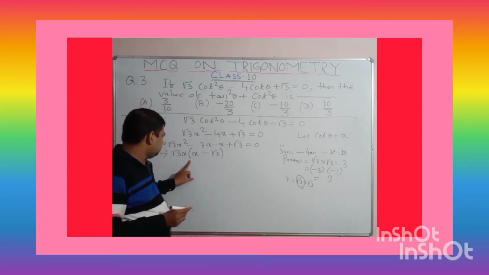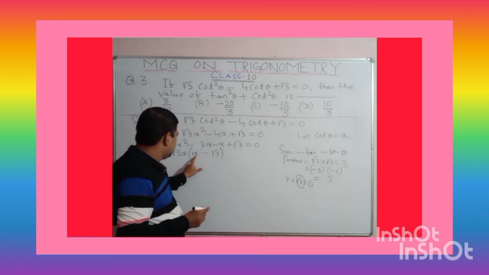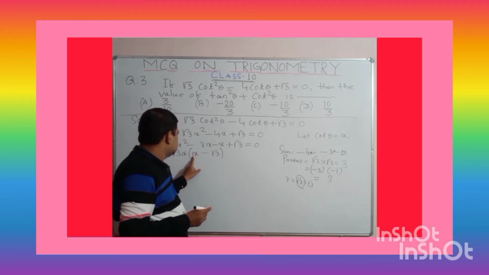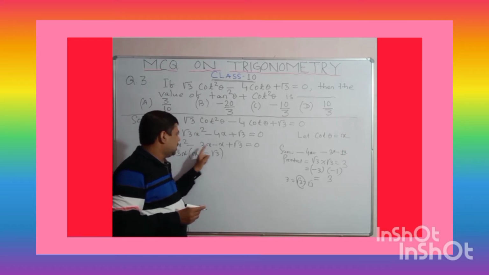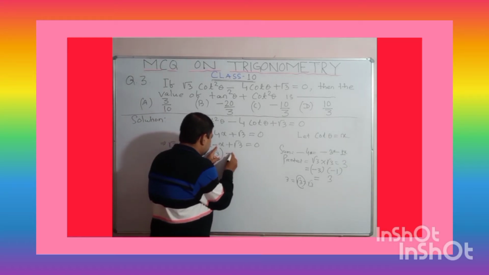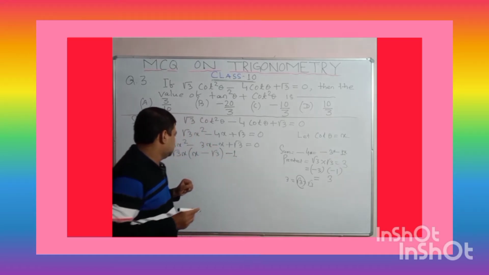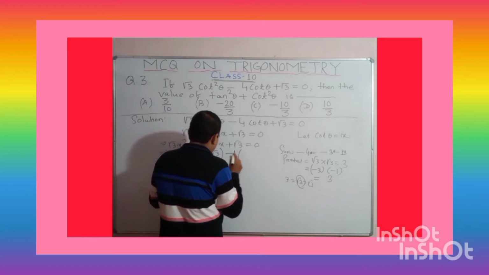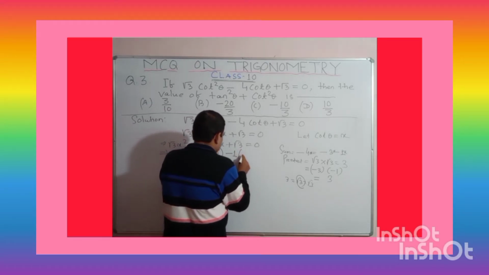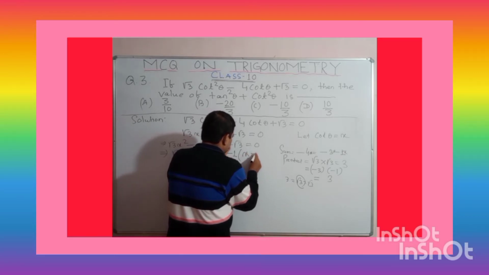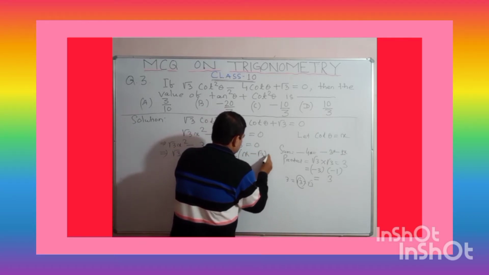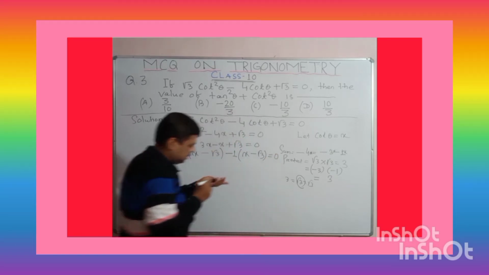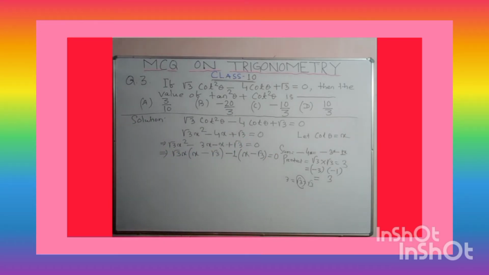Look carefully. According to the middle term splitting method, one of the factors is x minus root 3. You see carefully, it is plus x here and minus x there. So you can bring minus 1 common. After bringing minus 1 as common, this minus x will be plus x and this plus root 3 will be minus root 3, equal to 0. Understand? Is it clear?